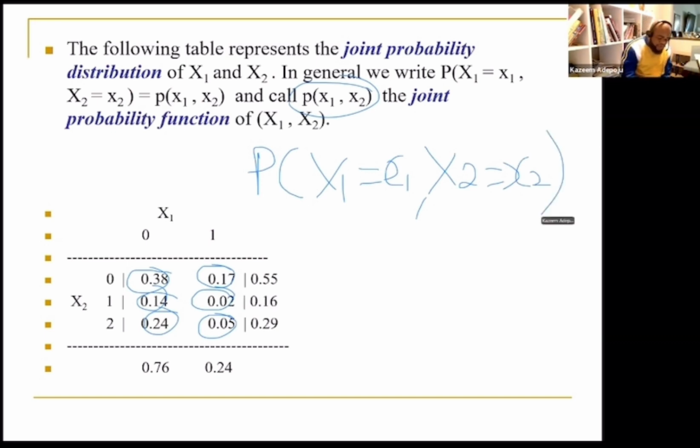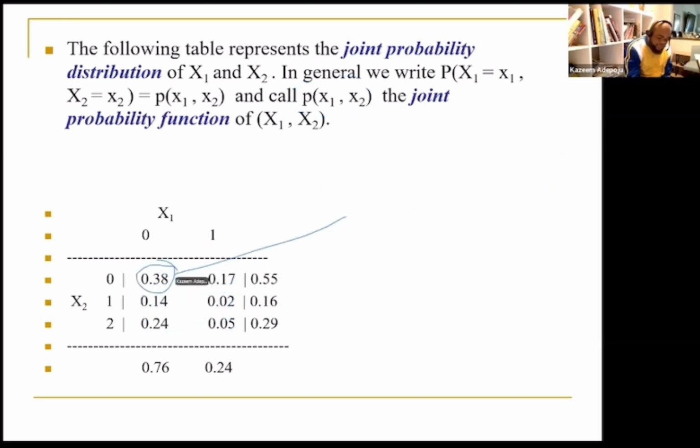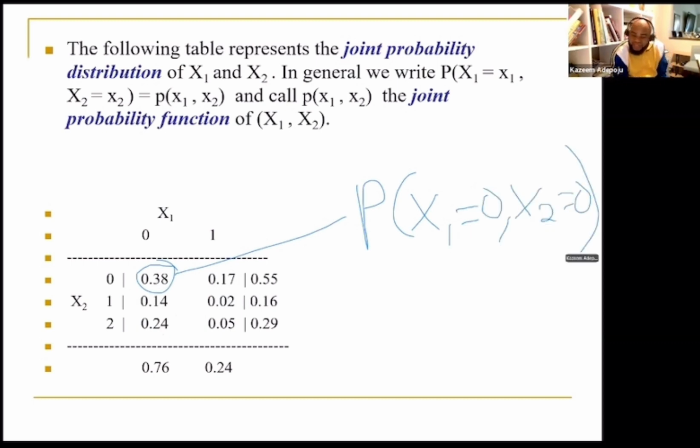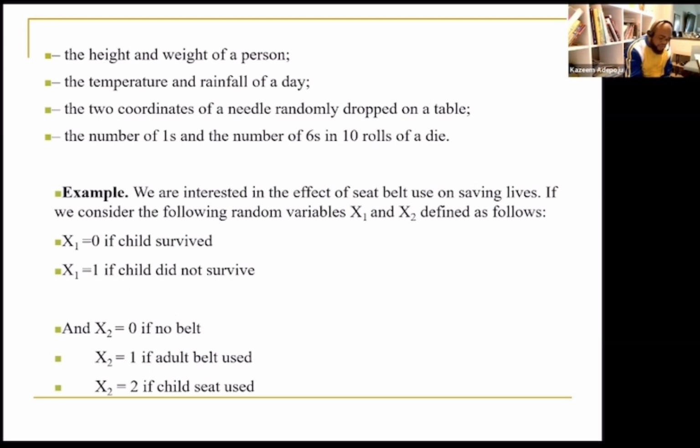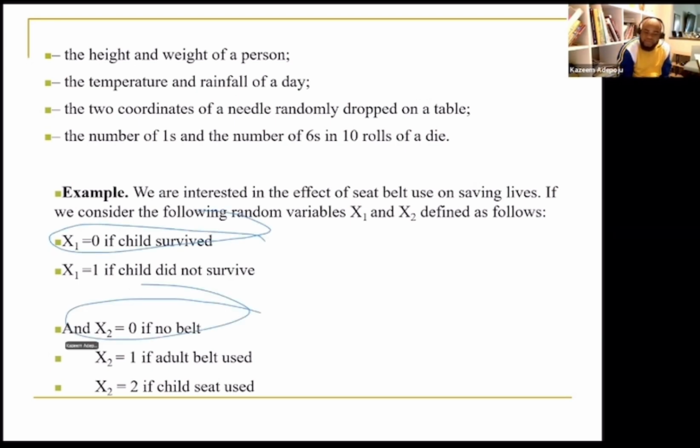Now what am I trying to talk about? We take a look at this one now. What that means is the probability of x1 equal to 0 and x2 equal to 0. That is what it means. And when I say x1 equal to 0, x2 equal to 0, what does that mean in the real sense? If you want to go back here, I'm talking about this one now. What is a joint probability? A child survives and no bets. That's a joint for that. That's exactly what I mean.